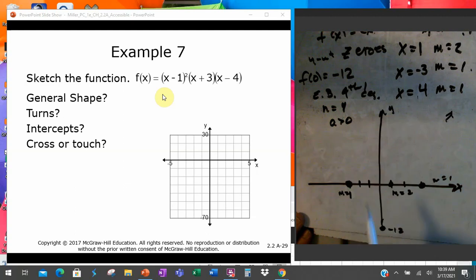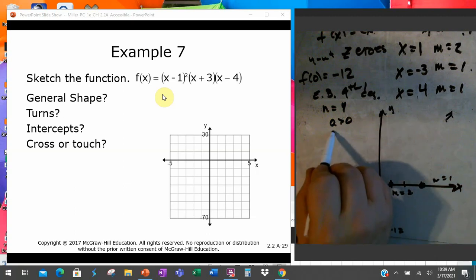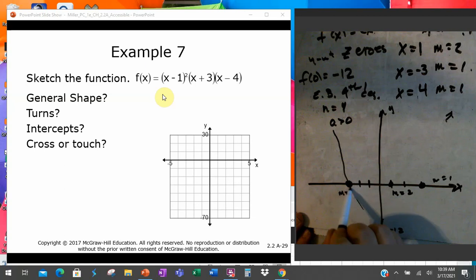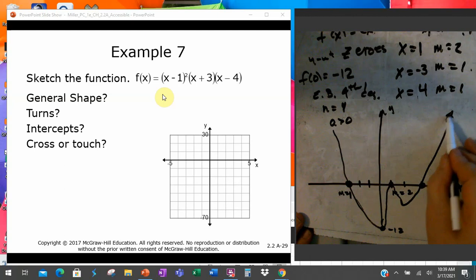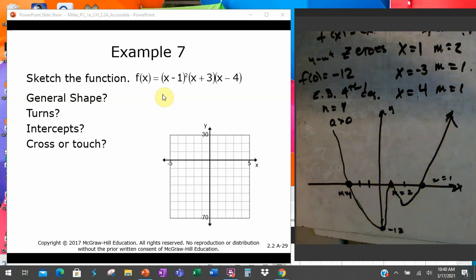Depends on how sharp it is. I try to do a smooth and kind of go through here. So I'm going to go straight through because the multiplicity is 1. I go through here. This may come down and then back up, but I just use that as my point. I'm going to come back up. Multiplicity is 2, so I'm going to touch. Go back down, and then I've eventually got to come back up, and then I go out like that.